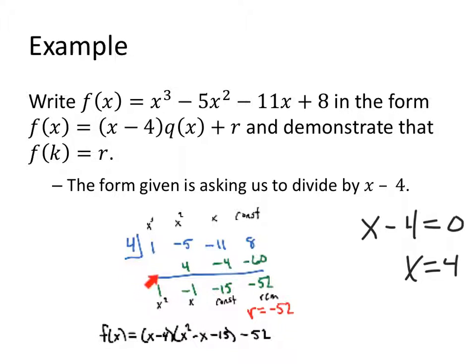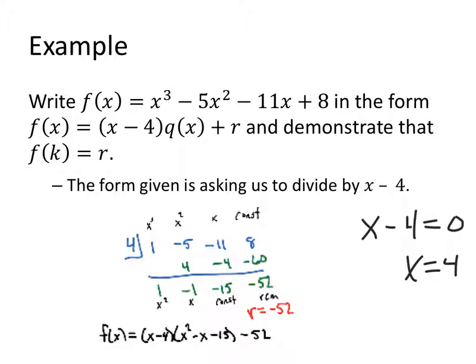Synthetic division drops the first number, so that's 1. 1 times 4 is 4, multiply to go up and over. Add straight down, negative 5 and 4 is a negative 1. Multiply to go up and over. Add straight down, negative 15. Multiply to go up and over, negative 60. Add straight down, negative 52. So if I started with an x cubed and I divide by a linear term, my quotient will start with x squared. That's 1x squared minus x minus 15 with a remainder of negative 52.